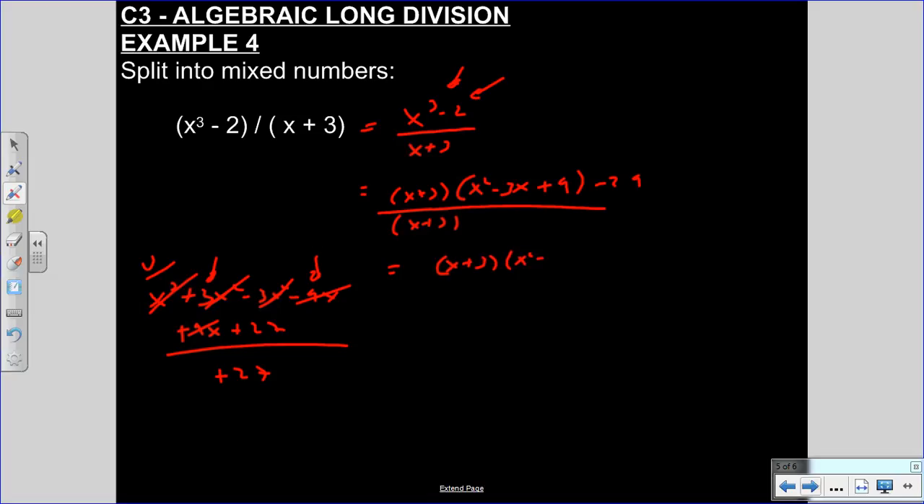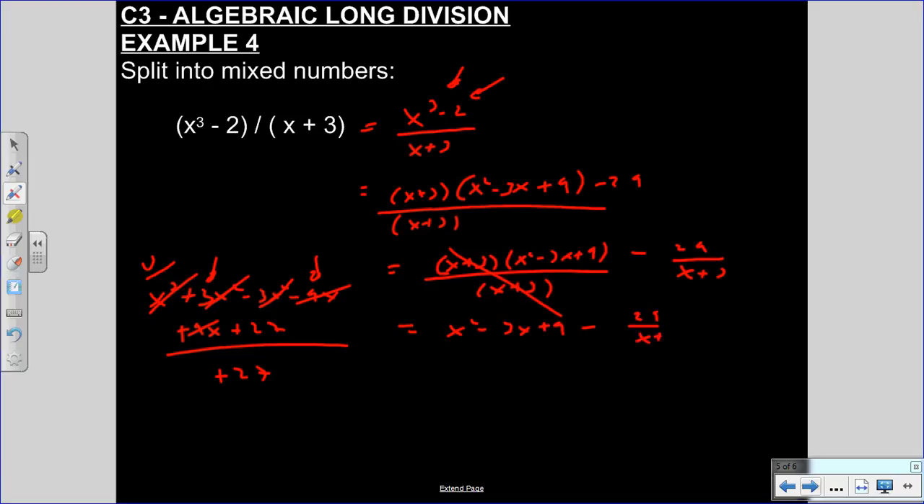Write them again. Split up your fractions. x plus 3, x plus 3, and they cancel exactly how we expect them to. x plus 3. Let's see if you can race me now for the check.